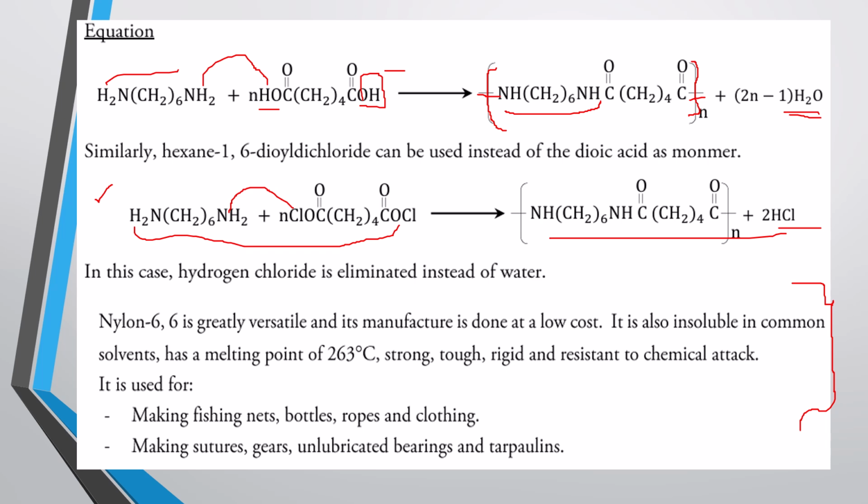So in this case, hydrogen chloride is eliminated instead of water, and therefore that one is a condensation polymerization reaction. So nylon 6,6 is greatly versatile, and some of its uses include the following. One of them is forming fishing nets, bottles, ropes together with clothing. It can also be used in making structures such as gears and lubricated bearings together with tarpaulins.